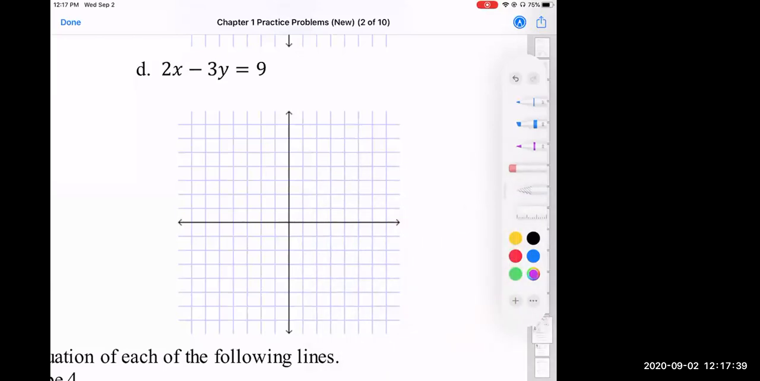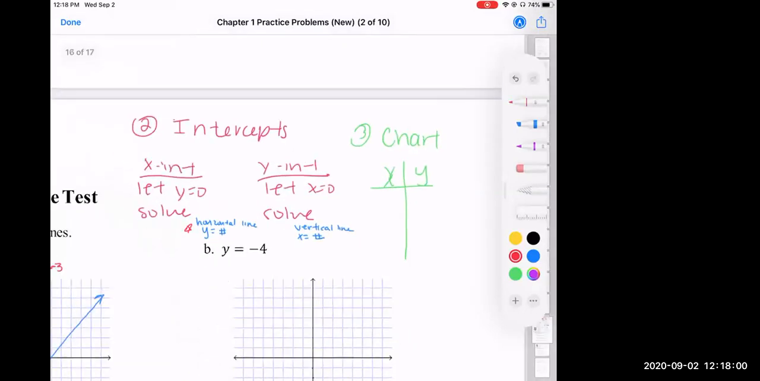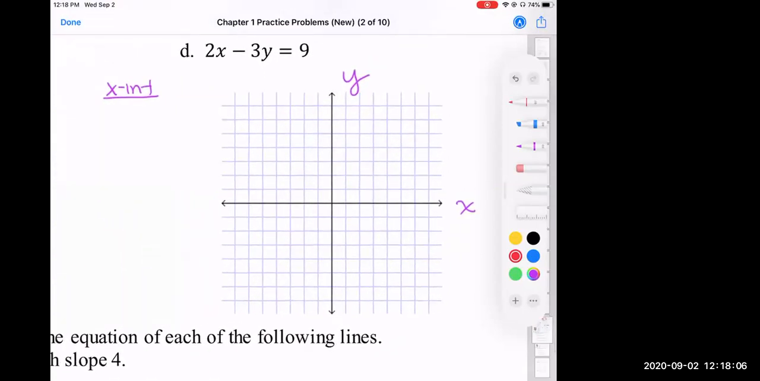So to find the intercepts, I want to find my x and my y-intercept. And that's going to tell me the point that falls exactly on this x-axis and exactly on this y-axis. Okay, let's begin. So let's find the x-intercept. Now a quick note, to find the x-intercept, we're going to let the other letter be 0. So let y equal 0. That's my little note.